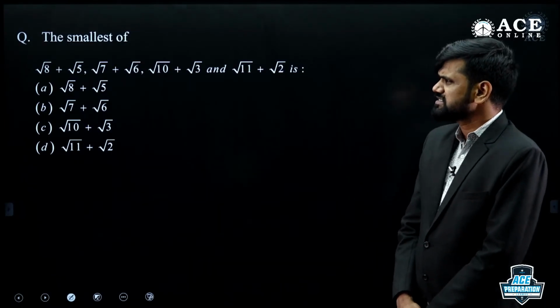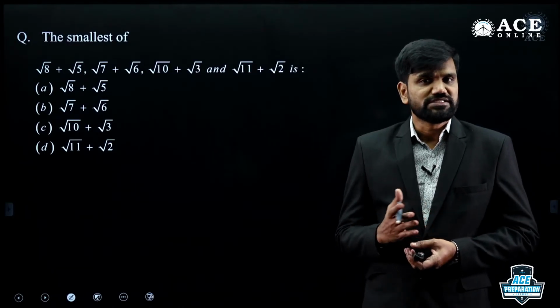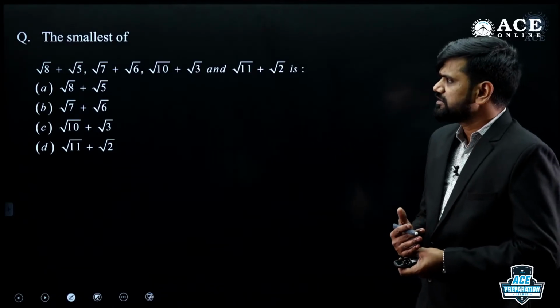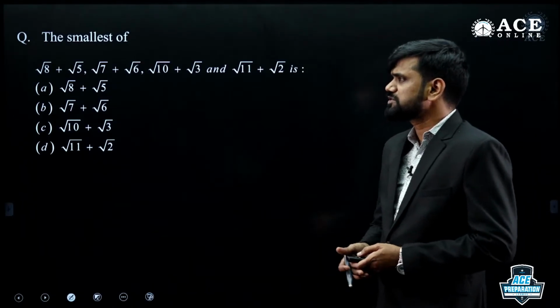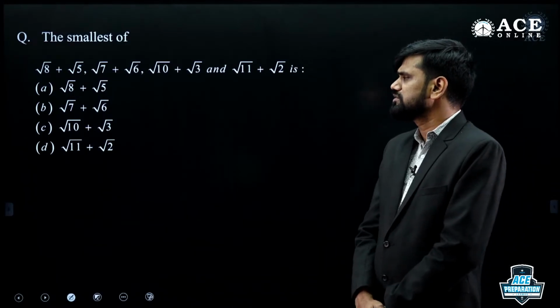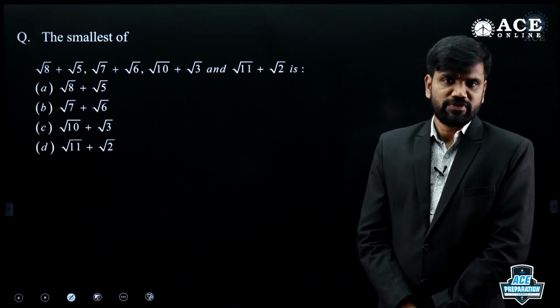Right, so let us see some simplification part related to algebra and the questions that are being asked in SSC based exams. Let me start with the first one. The smallest of root 8 plus root 5, root 7 plus root 6, root 10 plus root 3 and root 11 plus root 2 is.